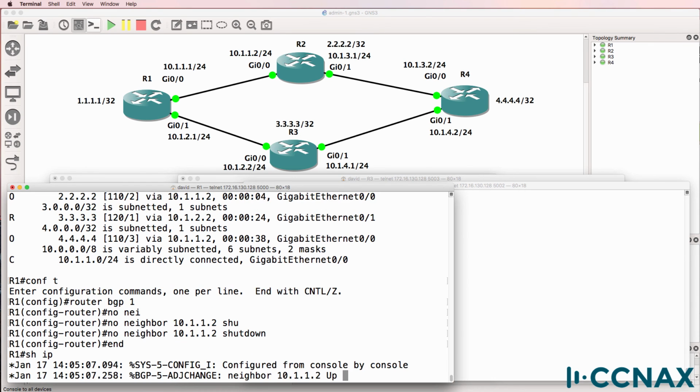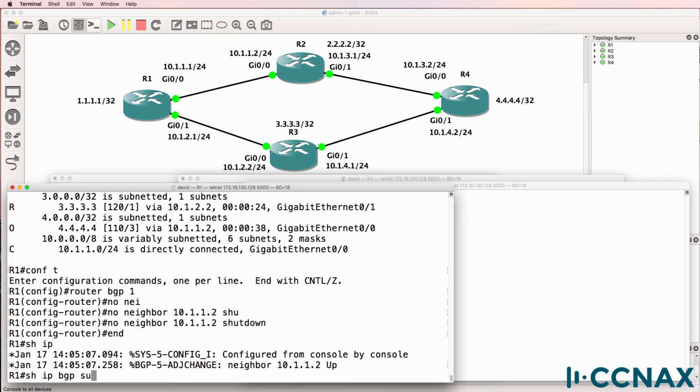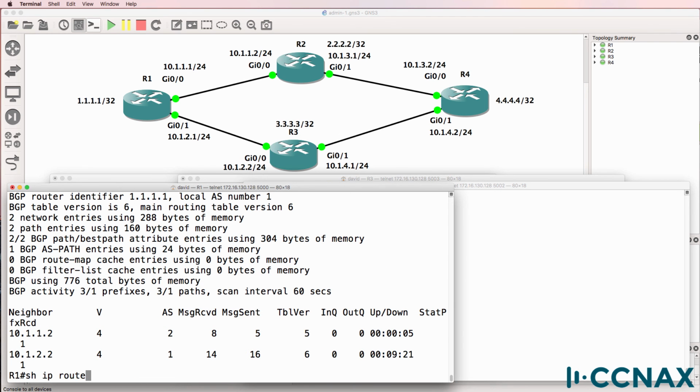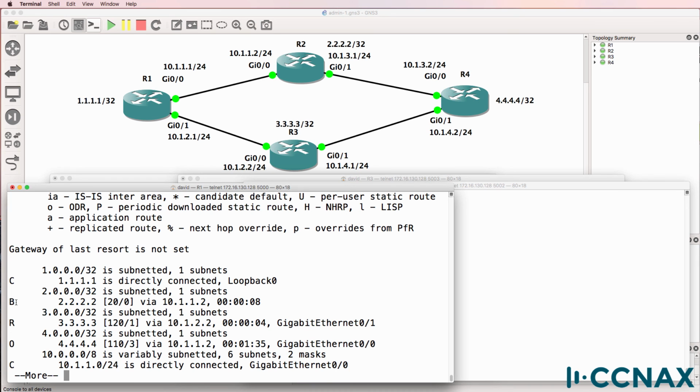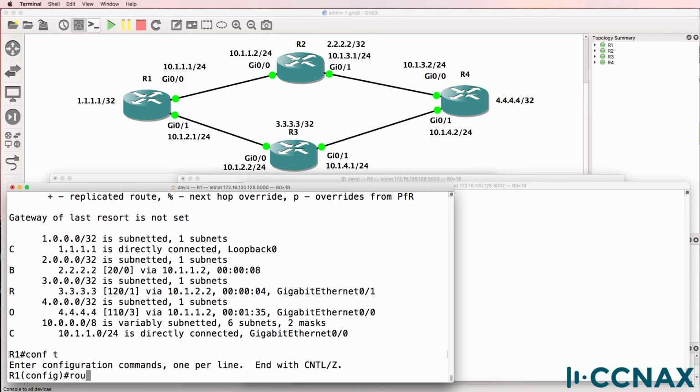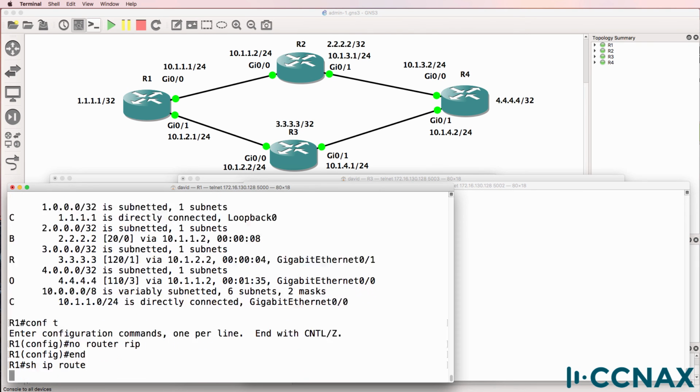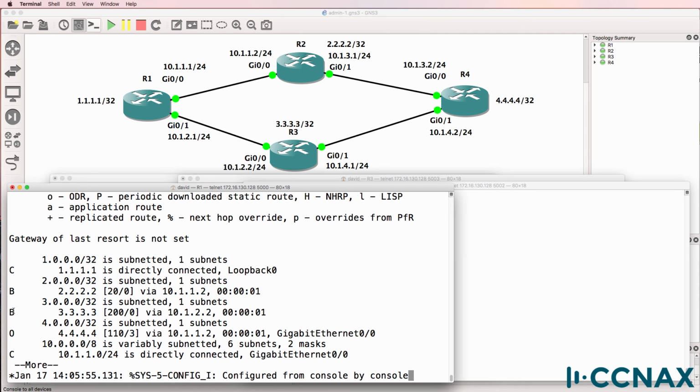So no neighbor 10.1.1.2 shutdown. When that relationship comes up, which it has, we should see the route replaced by a BGP route, and we can. Now in this example, RIP took a long time to converge, but notice RIP has been used as the routing protocol to get to this loopback rather than BGP. RIP has an admin distance of 120. IBGP has an admin distance of 200. RIP is more believable. So if we removed RIP from the router, what we should see is the route is now available through BGP.